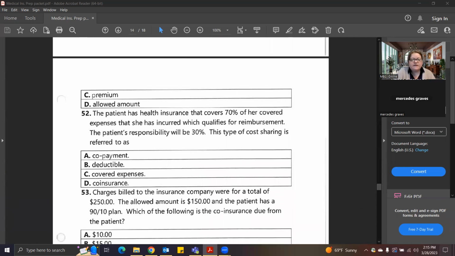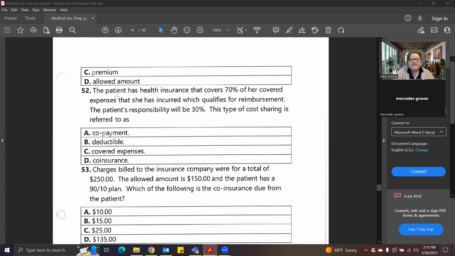All right, number 52, the patient has health insurance that covers 70% of her covered expenses that she has incurred, which qualifies for reimbursement. The patient's responsibility will be 30%. This type of cost sharing is referred to as copayment, deductible, covered expenses, or coinsurance. And remember that they really like to ask the same question, just worded differently.